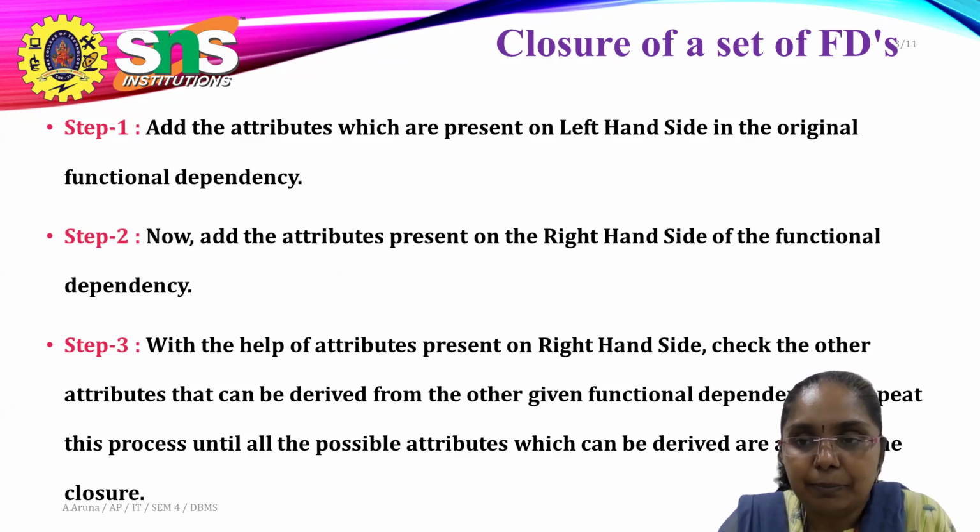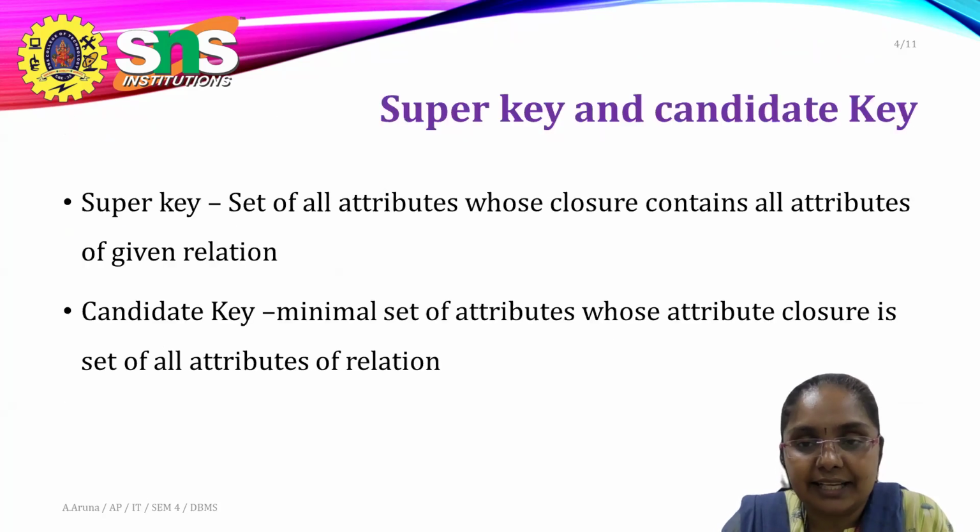So first, whatever element is present on the left-hand side, we put it on the right-hand side. Then, by using the right-hand side attributes, if I can determine any other value through the functional dependencies, then I have to add it as well. Let us see this along with an example.